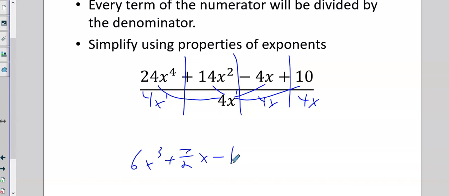And then we have, and you have to be careful here, this is 5 halves, and the x goes down here. You can't write 5 halves x because it's not the same as this. This x is in the denominator. This x ends up being up here on the top, the numerator.